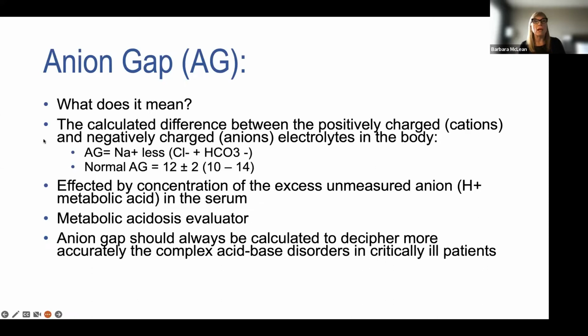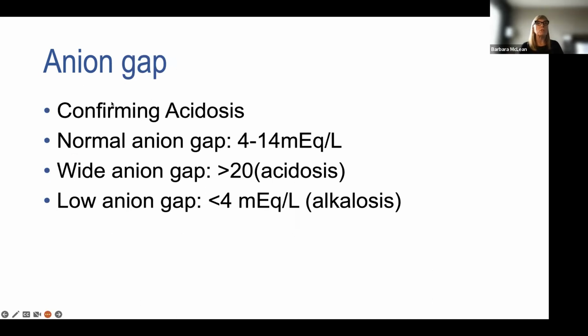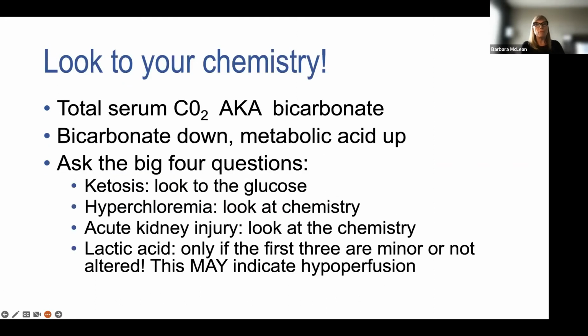Last but not least is the anion gap. Anion gap takes sodium as the main positive ion and subtracts chloride and bicarb as the main negative ions. And that gap should always be less than 20. In the face of metabolic acidosis, the probability is your gap will be wider than 20. So that actually is a predictor of metabolic acidosis in your critical patients. So I just always say confirming acidosis, wide gap acidosis, low gap alkalosis. Look to your chemistry. Your chemistry gives you a bird's eye view on your stroke volume and your cardiac output.